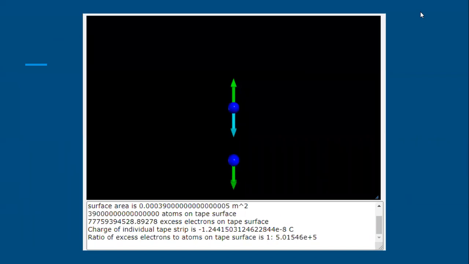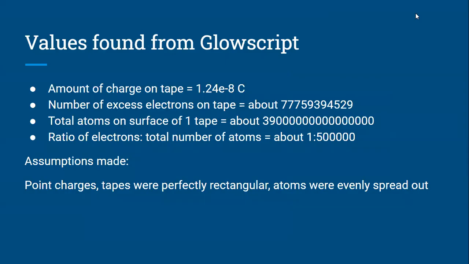Here is what my model looked like in Glowscript. You can see the forces on the top piece of tape. You have gravity going down and electrical force going up. And then on the bottom piece of tape, you see the electrical force pointing down since they are repelling each other. Some of the values found from the Glowscript model can be seen here, including the charge, the number of excess electrons, total atoms, and the ratio of electrons to total number of atoms. And again, some of the assumptions that were made were that they were point charges, the tapes were perfectly rectangular, and the atoms are evenly spread out on the pieces of tape.